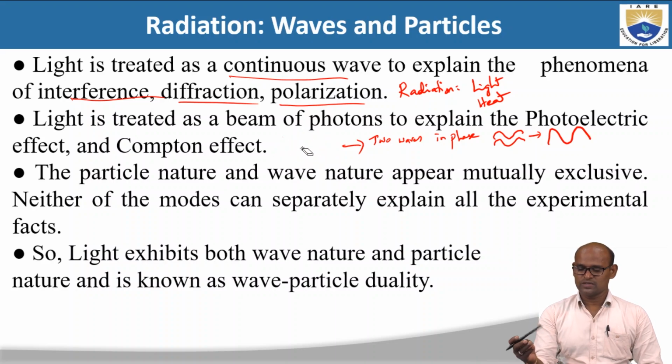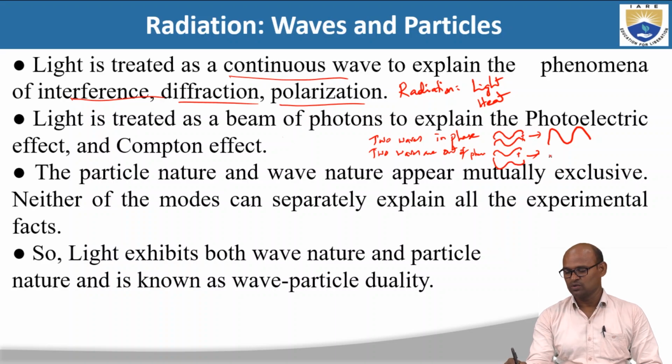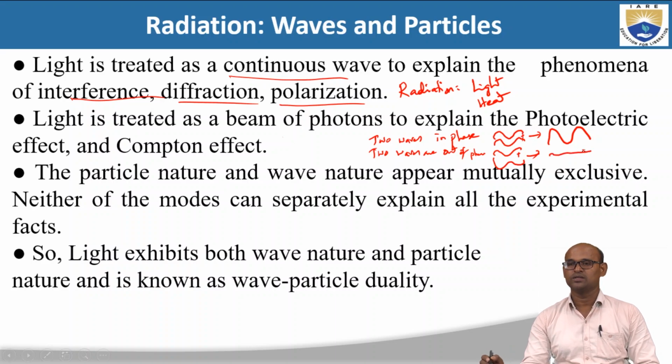Suppose two waves are out of phase, not in phase. One wave is like this and another wave is like this. Then what will happen to the resultant superposition of these two waves? We are going to get very small amplitude and very small intensity.